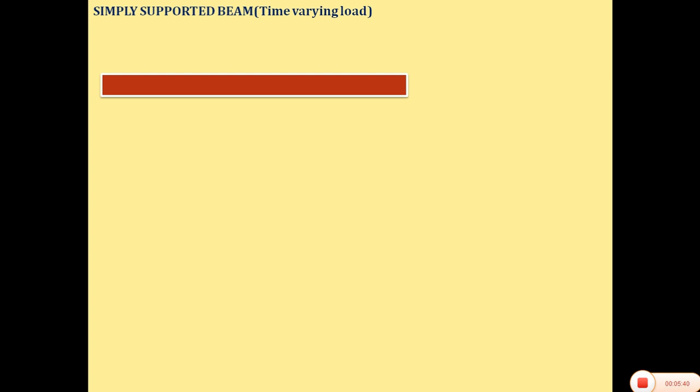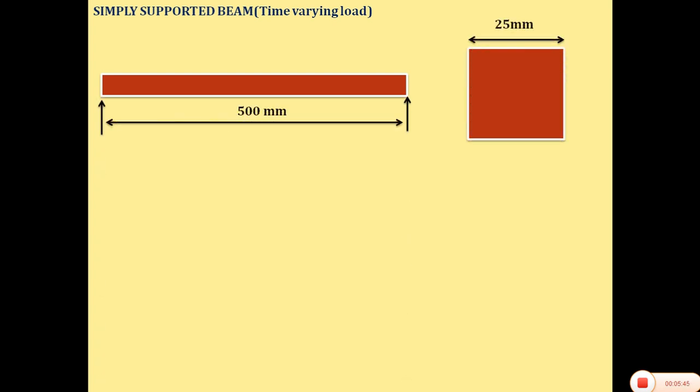See, the simply supported beam, here we are using time varying load. Consider this is the simply supported beam we have, with a 500 mm length and a cross section of 25 mm, which we are considering as a square. Consider these four loads at four different times. The first load acts at the first second, the second load acts at the second second, another load acts at the third second, and another load acts at the fourth second.